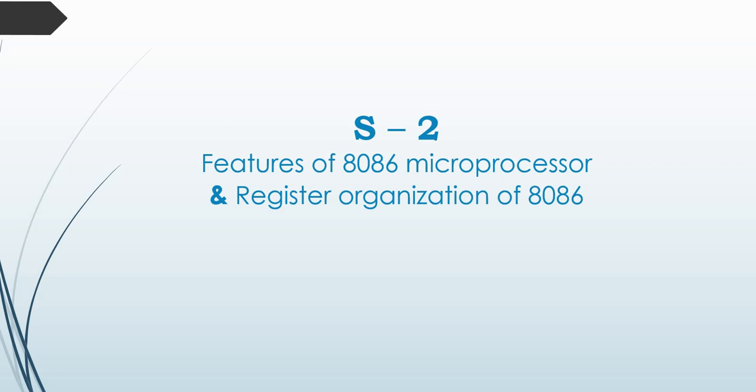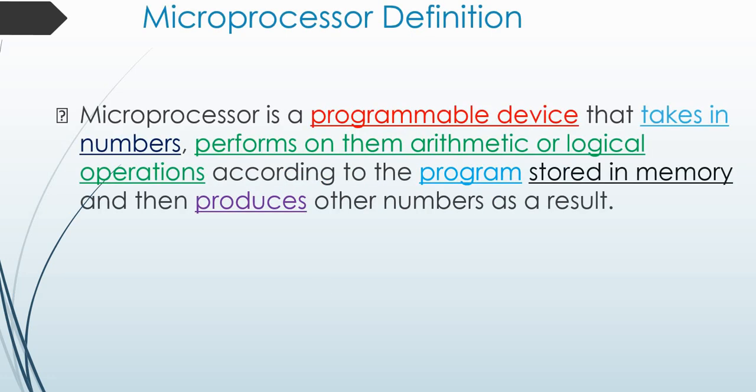Hello, today we are going to discuss the 8086 microprocessor and the register organization of 8086. So 8086 is one of the microprocessors. A microprocessor is a device which can perform arithmetic operations and also logical operations. It is stored in the program memory and it produces the result as a number.